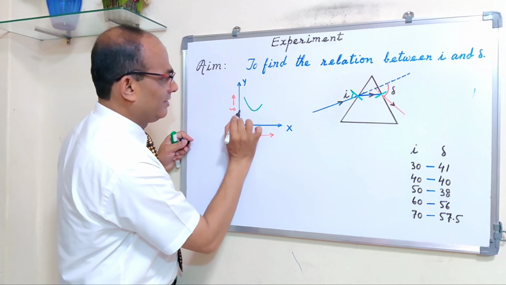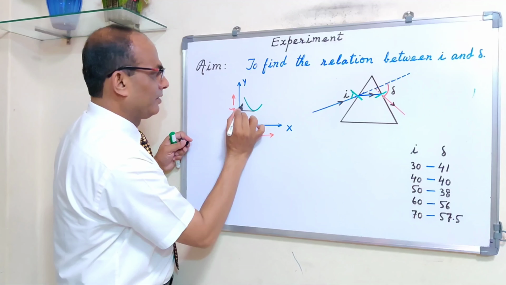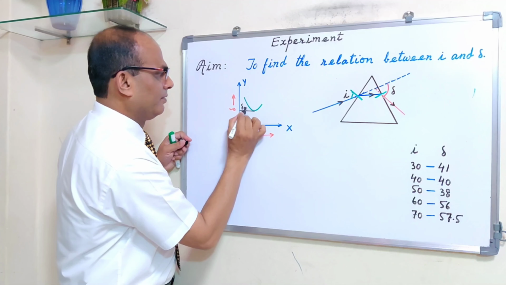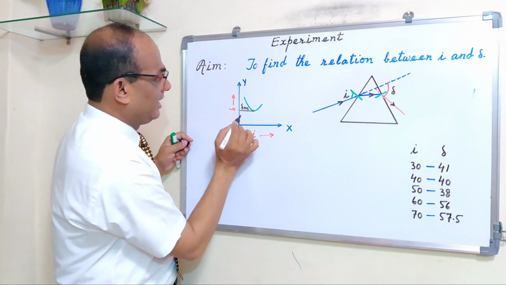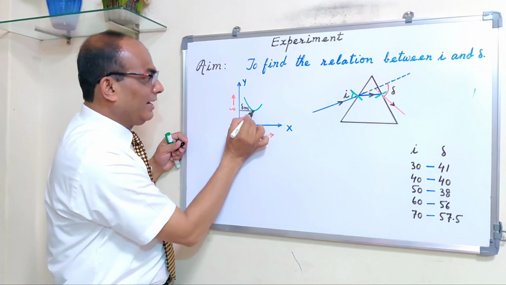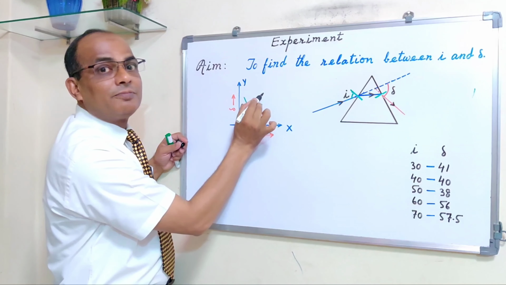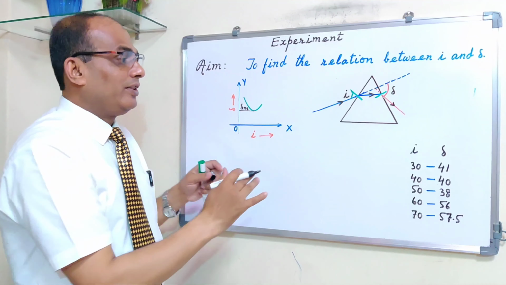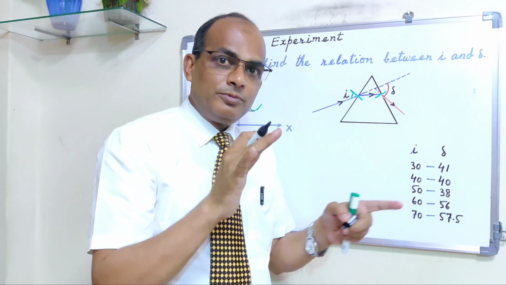You can call this minimum value delta m, which in our case is 38. It reaches a minimum value, and if I is further increased, then delta starts increasing. Alright, fine. So now I am going to show you these values by actually performing the practical.